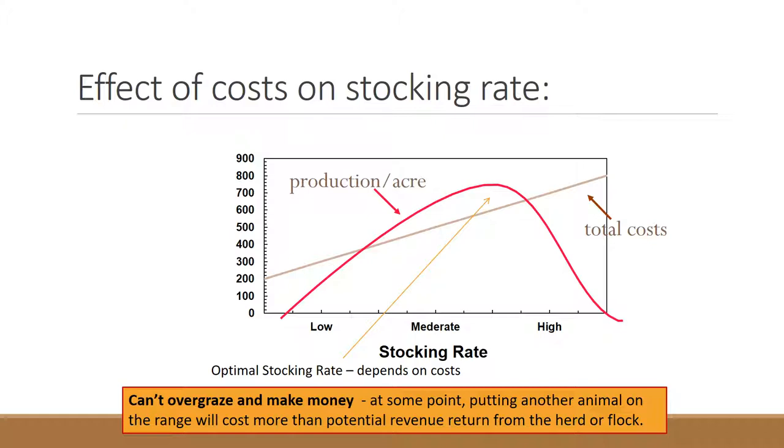So my father-in-law, John, used to say that he thought the best management practice on range might be to buy every rancher a scale so that they could start to look at weights and calculate costs and see how their animals were doing, whether they were gaining enough weight to justify the stocking rate. Of course, it's not that simple. There's a lot of things going on. But in concept, the important point is a person cannot overgraze and make money.